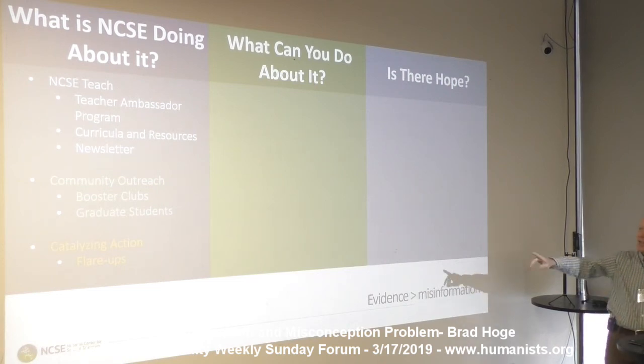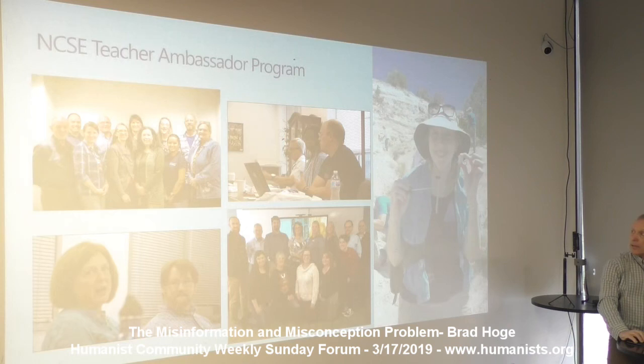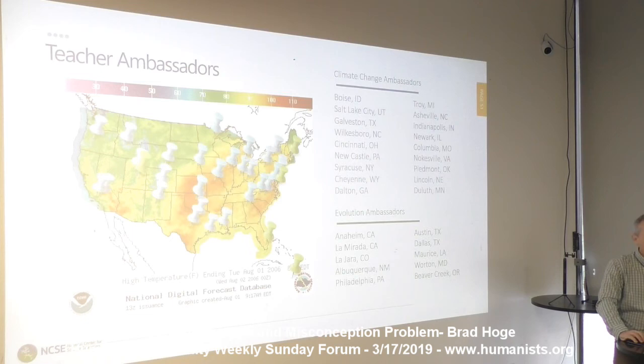I've got 3 minutes. I've got my program, the Teacher Ambassador program I mentioned. Again, Kate, I'll just mention these are my ambassador teachers. I've got 3 groups right now, 2 for climate change, 1 for evolution. We'll have another evolution group this summer and a nature of science group this summer, so we'll eventually have about 50 all over the country.